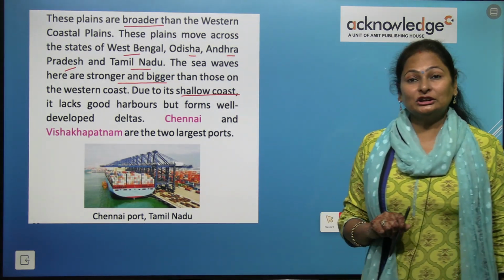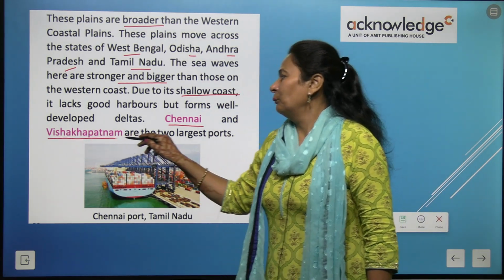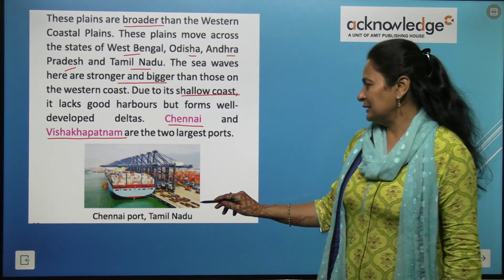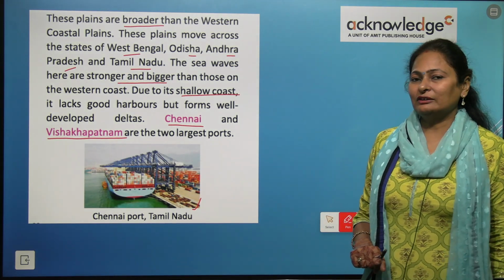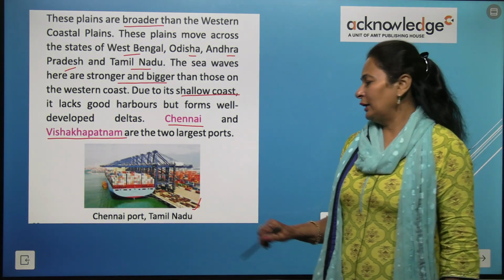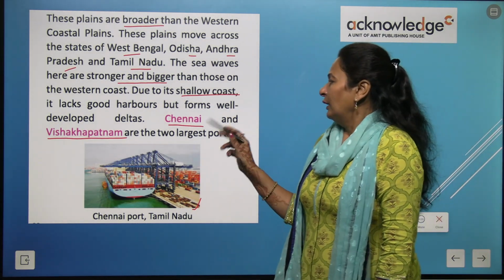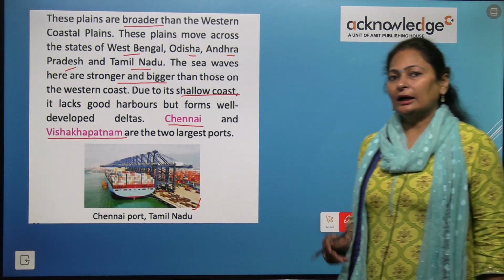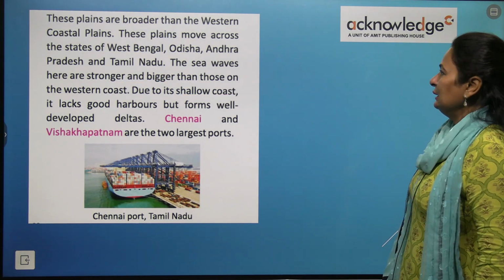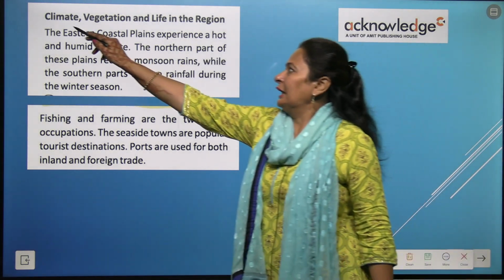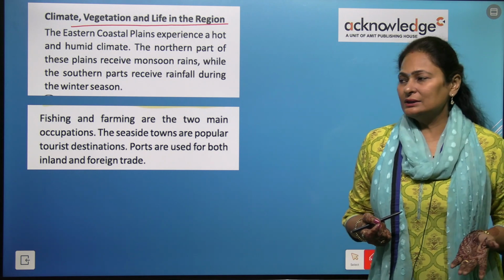Chennai and Visakhapatnam are the two largest ports, right? Here you can see the port of Chennai, the Chennai port, which is in Tamil Nadu. The state is Tamil Nadu and the city is Chennai, right? And Chennai and Visakhapatnam are the two largest ports of the eastern coastal plain. So let's see the climate, vegetation and life of the people in this region.